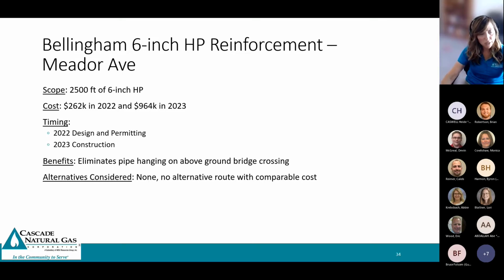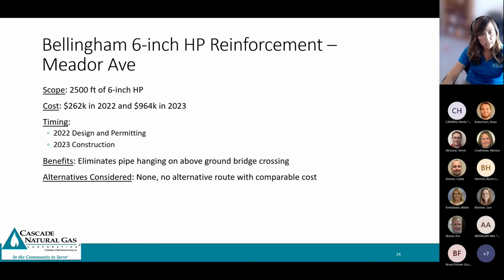This one, we're looking at 2022 design and permitting. I believe it's in progress, and then 2023 construction. An ancillary benefit to this one is, since we're replacing existing pipe, it will eliminate an above ground bridge crossing that we'll drill with the new pipeline.